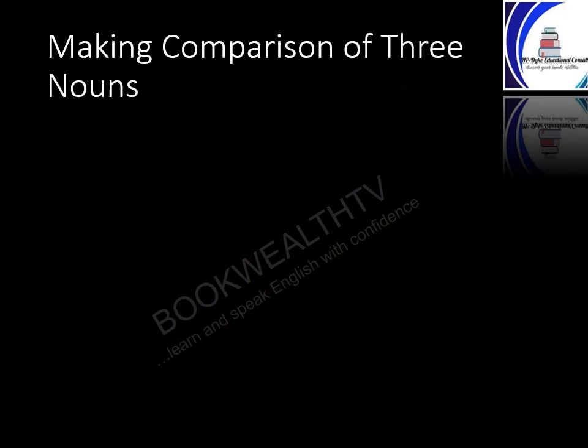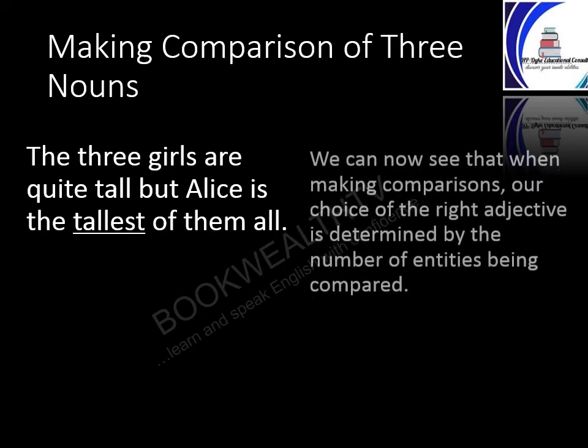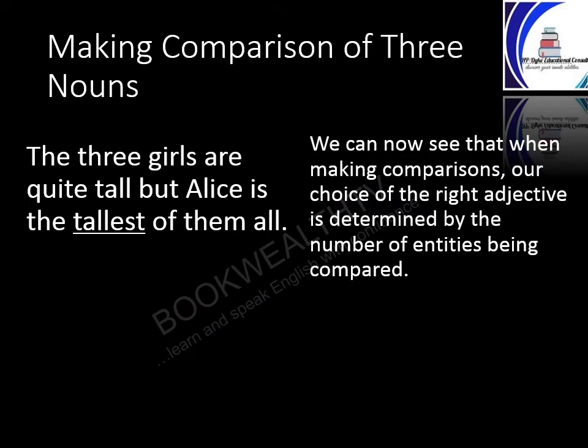Making comparison of three nouns. Now look at this sentence. The three girls are quite tall, but Alice is the tallest of them all. We can now see that when making comparisons, our choice of the right adjective is determined by the number of entities being compared. There are specific terms for these various forms of adjectives used for comparison. We shall talk about them in the next slides.